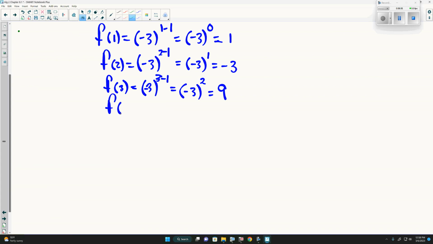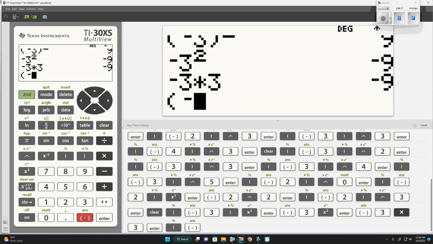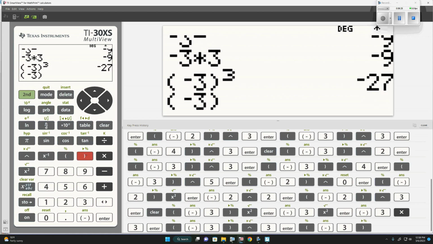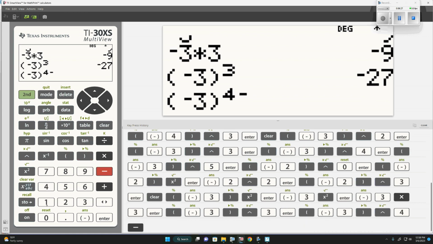Now f of 4 is going to be negative 3 to the 4 minus 1. Well, 4 minus 1 is 3. So we can say negative 3 to the third, which is negative 27. Now, what we could have done is said negative 3 to the 4 minus 1 and gotten the same thing.